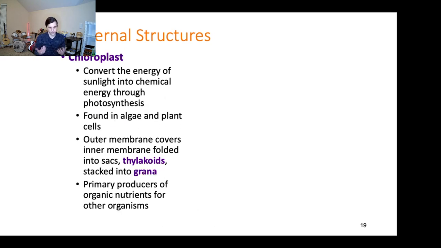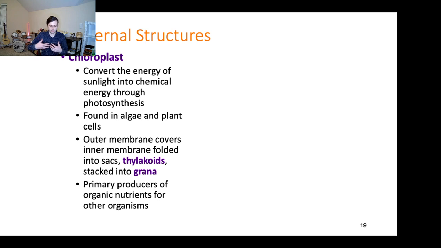Chloroplast, exact same thing. It's the mitochondria, but for plants. It produces energy via photosynthesis. They're found in algae cells, plant cells, things that are green, that use photosynthesis via the sun. So inside of that, you'll find little stacks called grana. They essentially look like little stacks of quarters, little things called thylakoids that are stacked up into a big stack called a grana. And that's what collects the light.